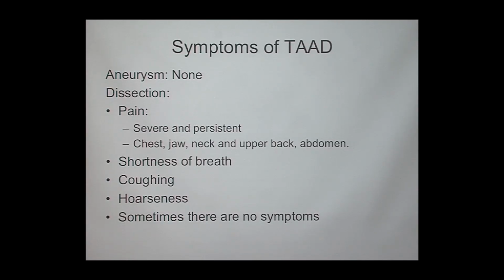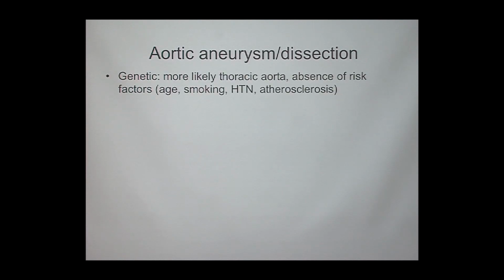Once a dissection occurs, then it's a life-threatening event. The symptoms of a dissection tend to be severe and persistent pain. It can be in the chest, the jaw, the neck, back, abdomen, depends, many different places, but it's acute and it stays. At that point, it's emergent, and patients need to be evaluated immediately and diagnosed correctly immediately, and surgery is still high risk in those situations.